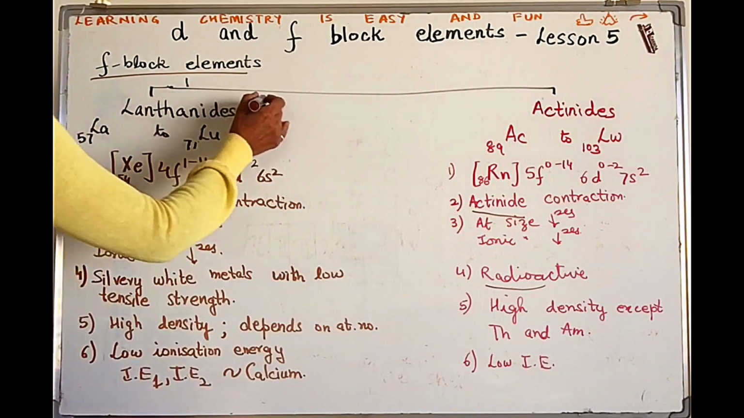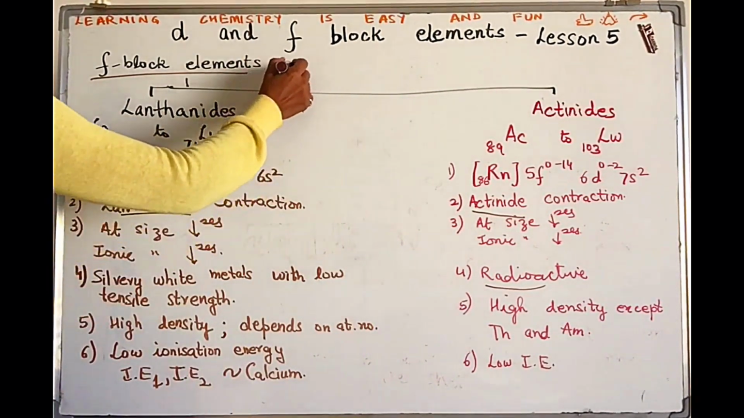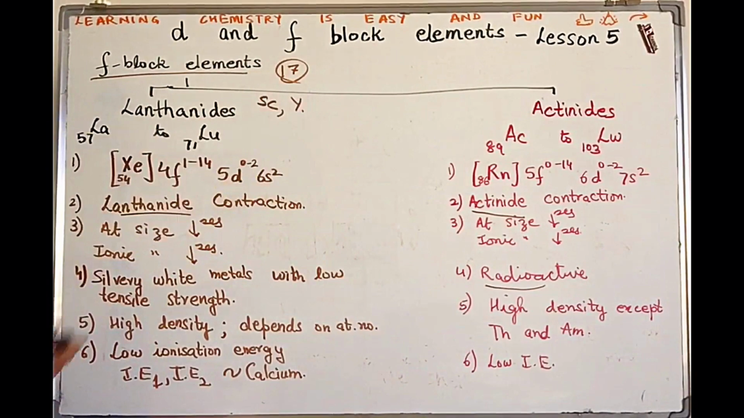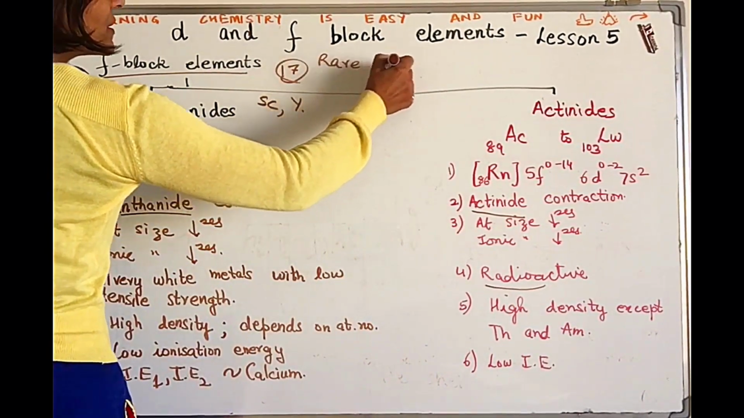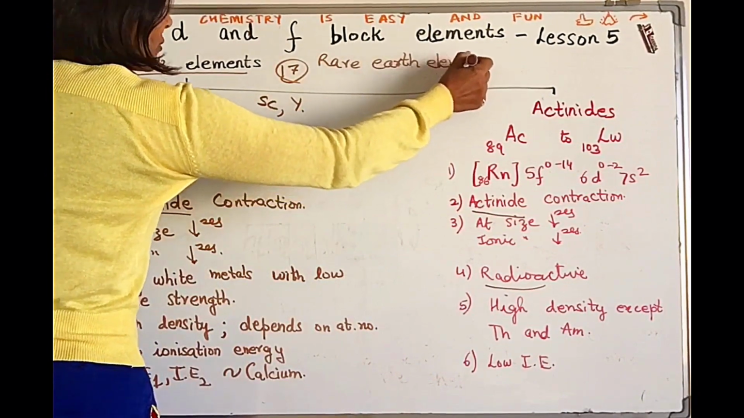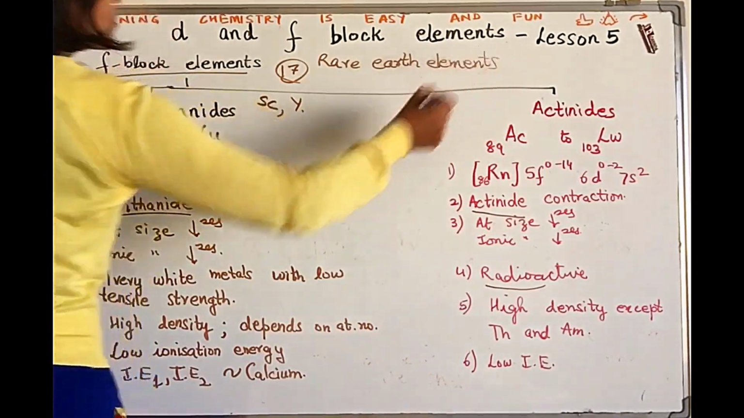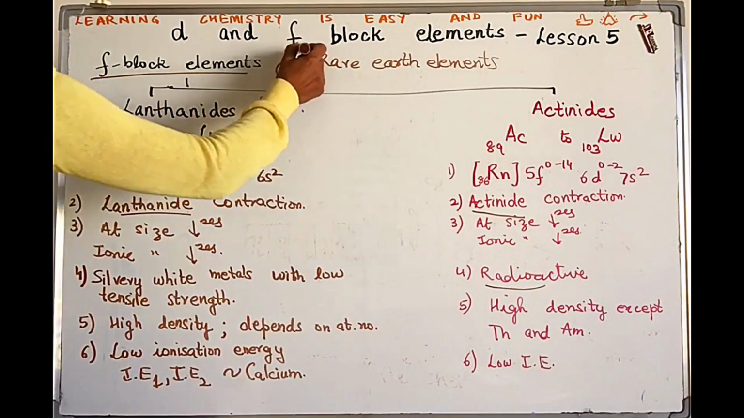Lanthanides, along with scandium and yttrium, these 17 elements are actually called rare earth elements. Now, can you give me the reason as to why they are called so? Yes, they are not as rare. It's not that you don't find them. You do find them. Then why are they called rare earth elements? So that's the question for today.